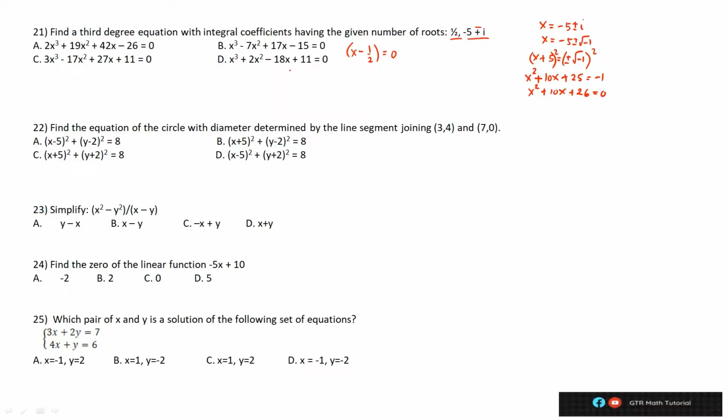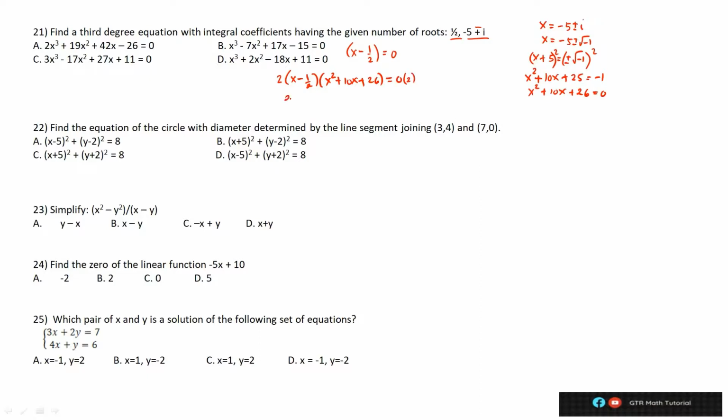Okay, so therefore, ito na siya. X minus 1/2. Multiply lang natin. So, we have x squared plus 10x plus 26 equals 0. Kasi yung roots niyan, 0 yan, di ba? So, meron tayong denominator na 2. So, multiply both sides of the equation by 2 para makancel yung denominator na 2.